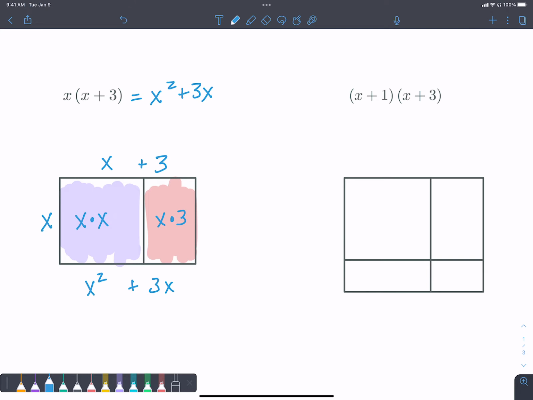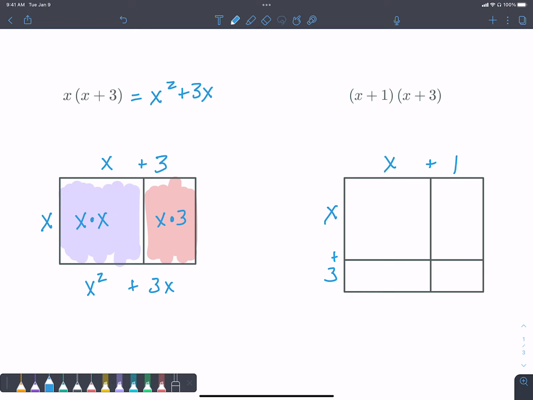All right, so now here's the big one. We're going to use this for more complicated expressions. So here we've got x plus 1 and x plus 3. I'm going to do the same thing. I'm going to break it up into these parts here. So I'm going to look at x plus 1 and x plus 3.